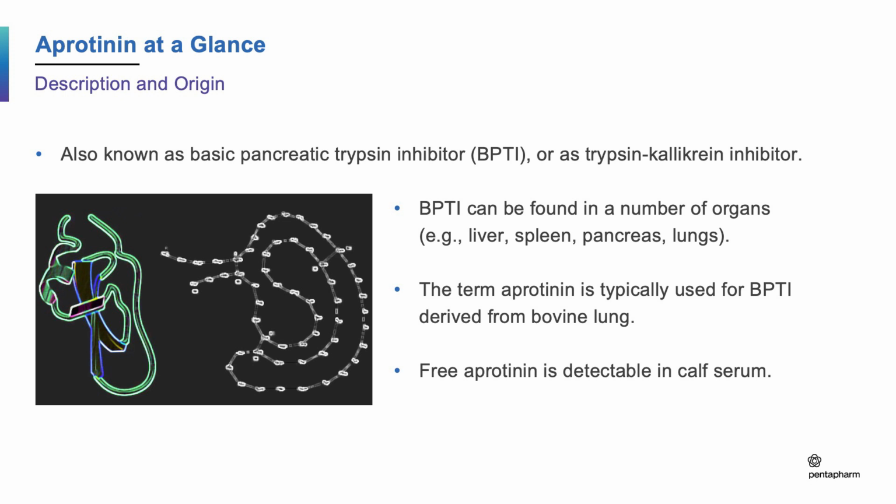Basic pancreatic trypsin can be found in several organs, including the liver, spleen, pancreas, and lungs. The term aprotinin is typically used for BPTI derived from bovine lung. Free aprotinin is detectable in calf serum.